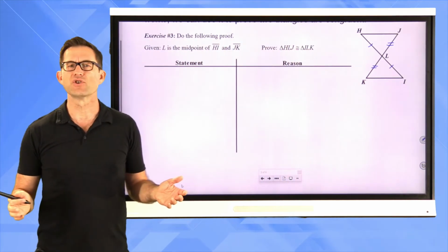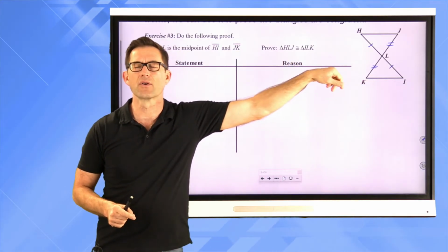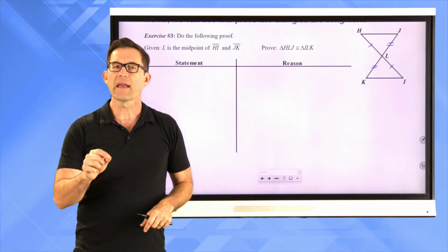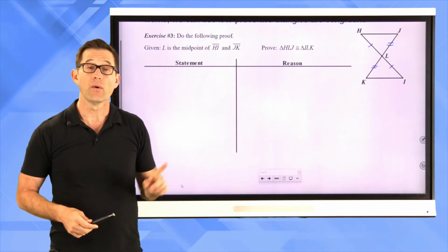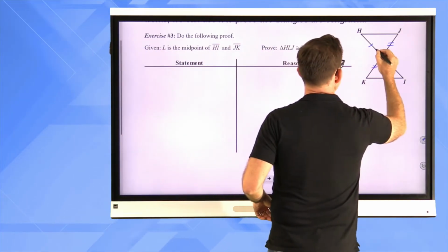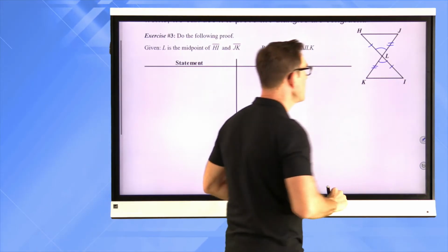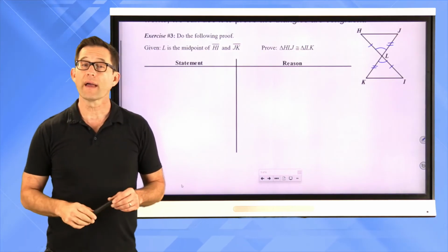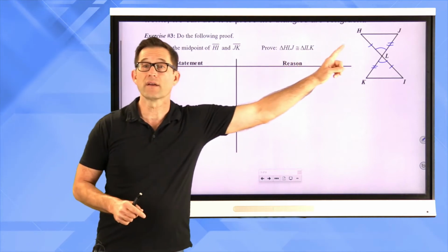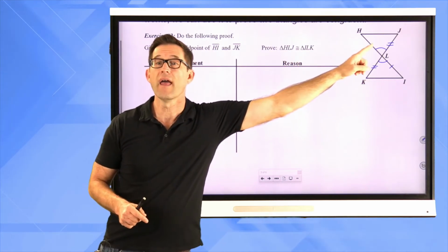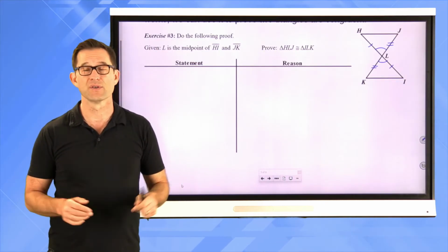But that's all the information I've been given, right? So yeah, sure, I have a side congruent to a side and another side congruent to a side, but somehow the angles in between those pairs of sides have to be congruent as well. Well, we know that angle HLJ must be congruent to angle ILK because those are a vertical angle pair, and we know that they're congruent. And that's it, right? We now have a side congruent to a side, another side congruent to a side, and the included angle, or the angle in between the pairs of congruent sides, are also congruent.